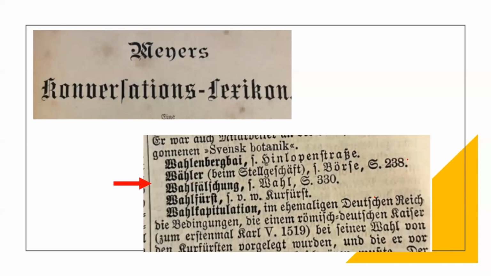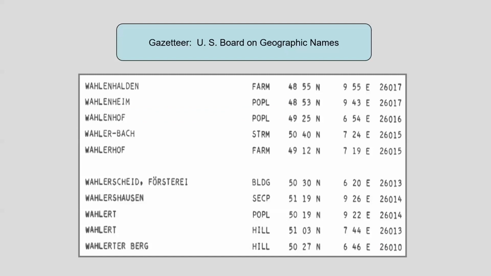Earlier in the lecture, I talked about using the U.S. Board on Geographic Names for the Federal Republic of Germany to find geographic and topographic features on maps. This same resource identifies other locality features as well. In Volume 1 of the Federal Republic of Germany, Wallershausen is listed as a SECP. The abbreviation list in this volume shows that an SECP means it was a section of a populated area. In other words, a suburb. It gave its latitude and longitude as 51.19 degrees north and 9.26 degrees east.